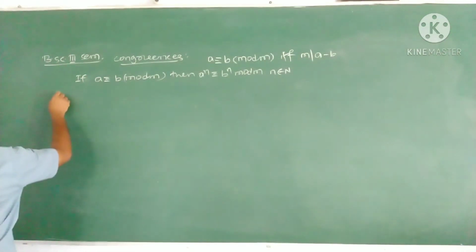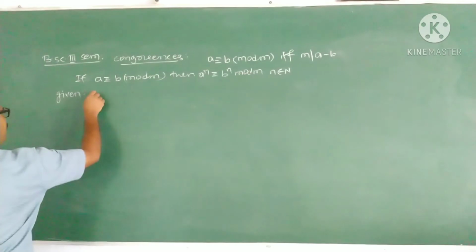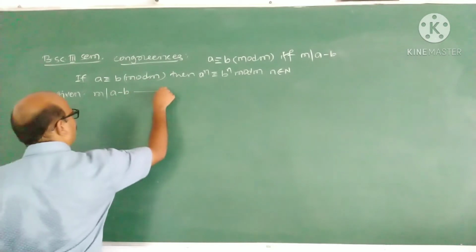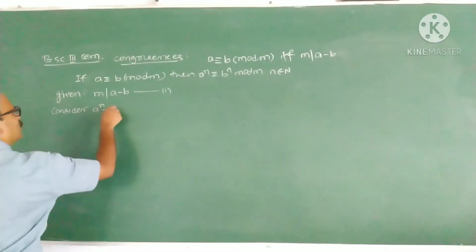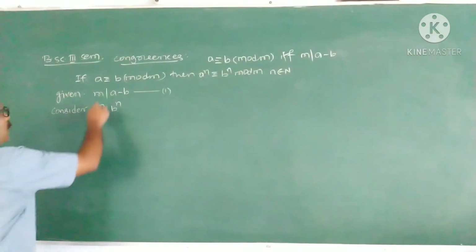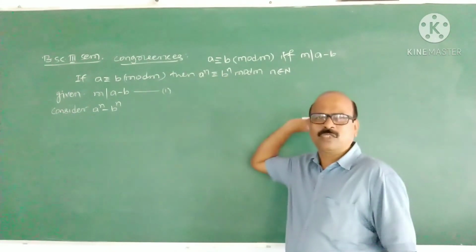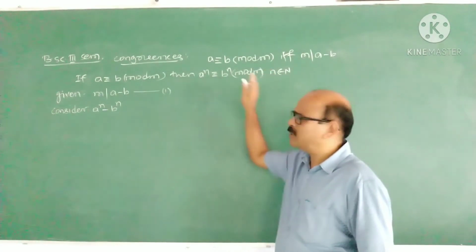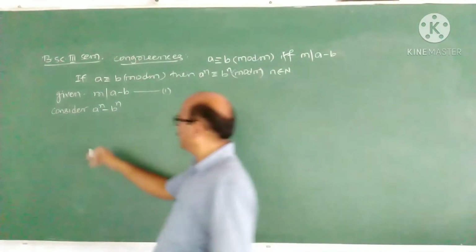First I prove this. What is given? Given a is congruent to b mod m means m divides a minus b. This is given. Now consider a raised to n minus b raised to n. What you have to prove? You have to prove that if a is congruent to b mod m, a raised to n is congruent to b raised to n mod m. That means you have to prove that m divides a raised to n minus b raised to n when m divides a minus b. Now I consider this a raised to n minus b raised to n.